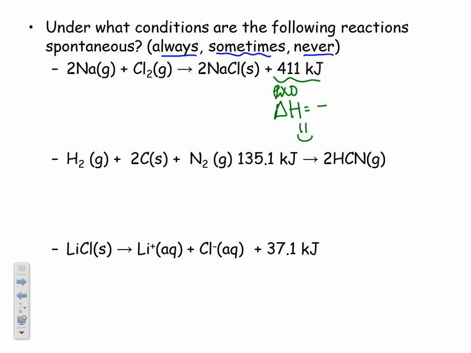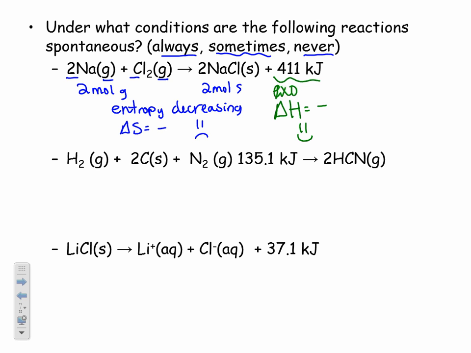And then to determine the entropy, we're going to look at the state symbols. So here in this reaction, we have 2 moles of sodium gas, 1 mole of chlorine gas, and that's making 2 moles of solid. So here on the reactants, we have 2 moles of gas forming 2 moles of solid. So in this case, entropy is decreasing. The sign for the change in entropy is going to be negative, and that is an unfavorable condition to the universe. The universe does not like that.